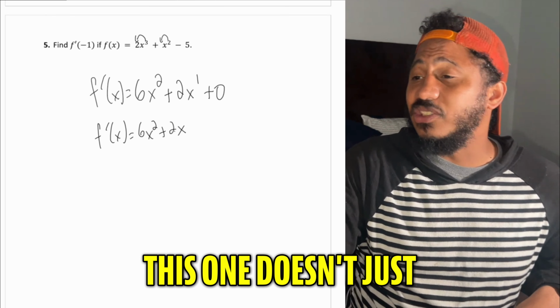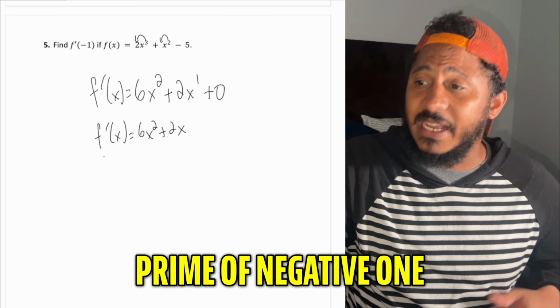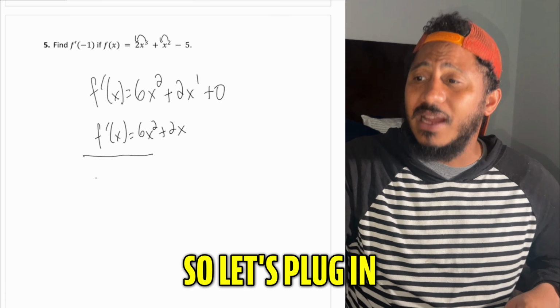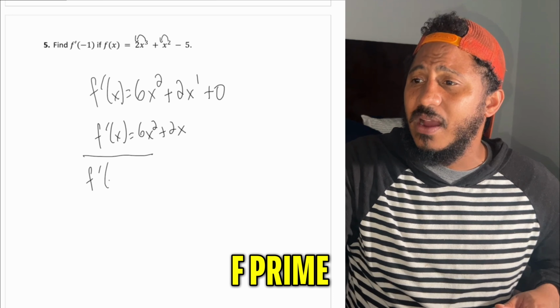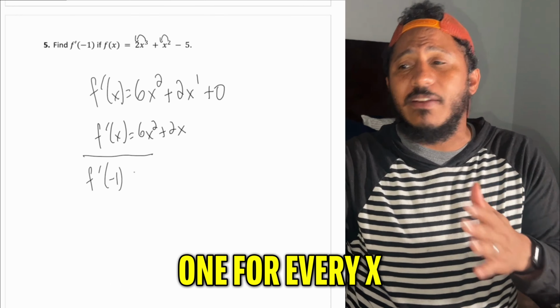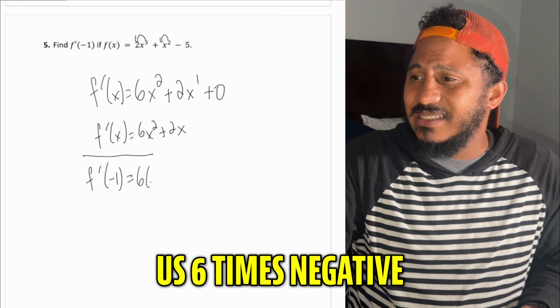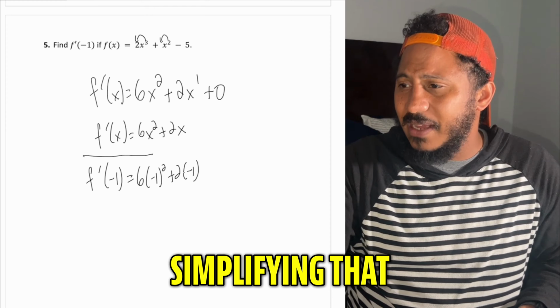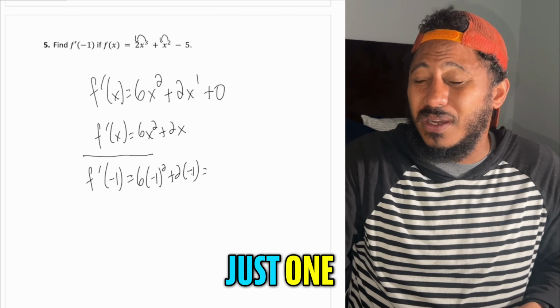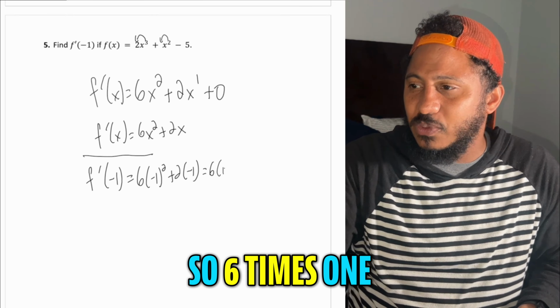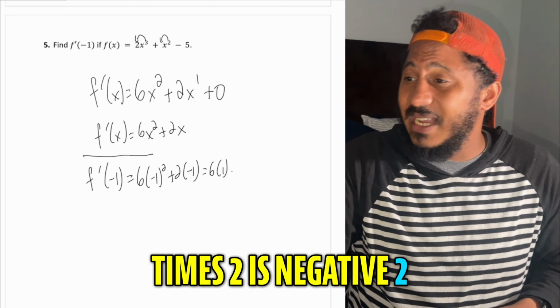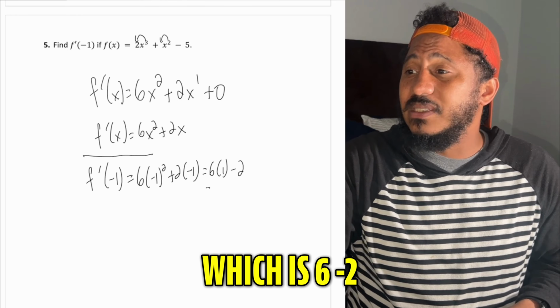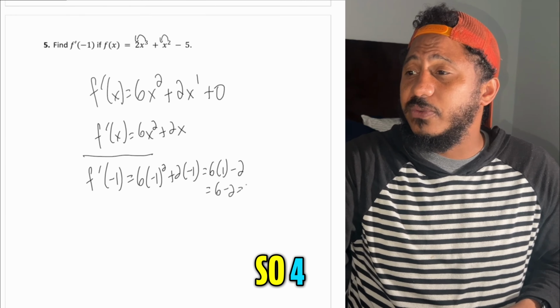But again, this one doesn't just say find f prime of x, it says find f prime of -1. So let's plug in a -1. f prime of -1, meaning plug in -1 for every x. So that would give us 6 times -1 squared plus 2 times -1. Simplifying that, -1 squared is just 1. So 6 times 1, and then -1 times 2 is -2, which is 6 minus 2, so 4.